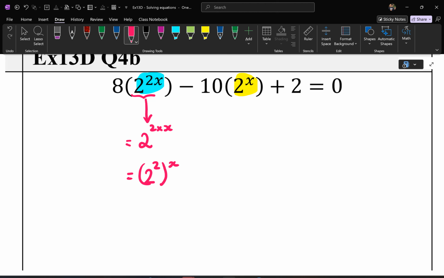But that 2 times x doesn't have to be 2 times x. You can write it the other way around. You can write it as 2 to the x, all squared. And by rule number 3, still the same thing. X times 2, or 2 times x is the same thing. Now when you do it like this, why would I want to write it like that?